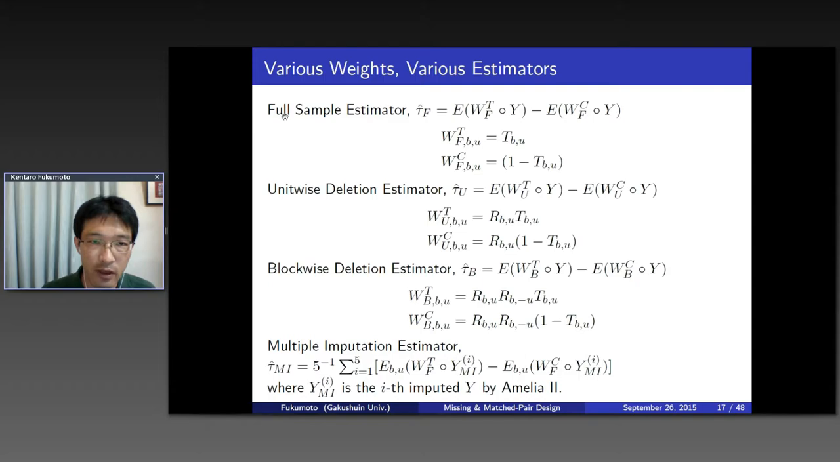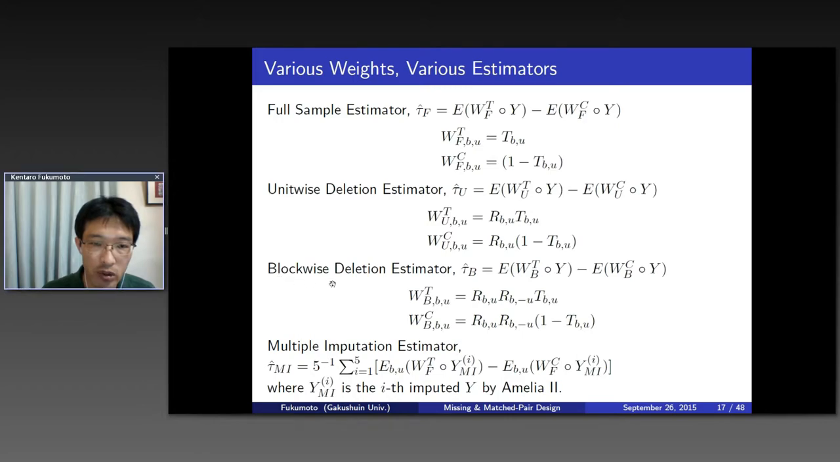The first one is the full sample estimator, tau hat of F. Here, weight for treatment is equal to 1 if the unit is treated. And weight for control is equal to 1 if the unit is not treated. In the case of unit-wise deletion estimator, weight for treatment is equal to 1 if the unit responds and the unit is treated. And weight for control is equal to 1 if the unit responds and the unit is not treated.